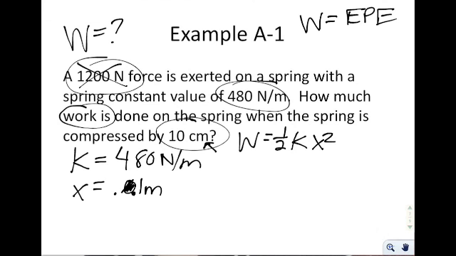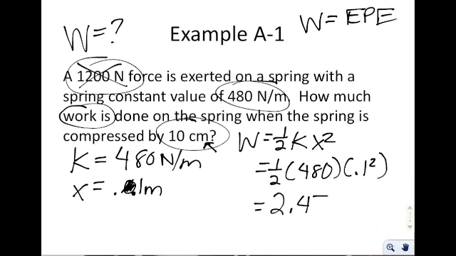So now you say work is equal to 1/2 kx squared, or 1/2 of 480 times 0.1 squared. Whenever you multiply it out, you end up getting a number of 2.4 joules. So there's not a lot of energy stored in this particular spring because it's not moving very much and it's got a pretty low spring constant value.